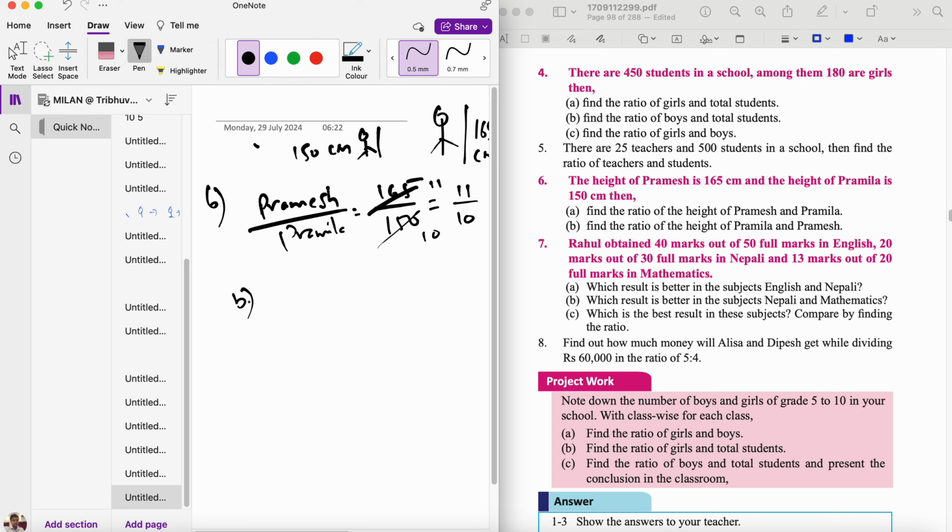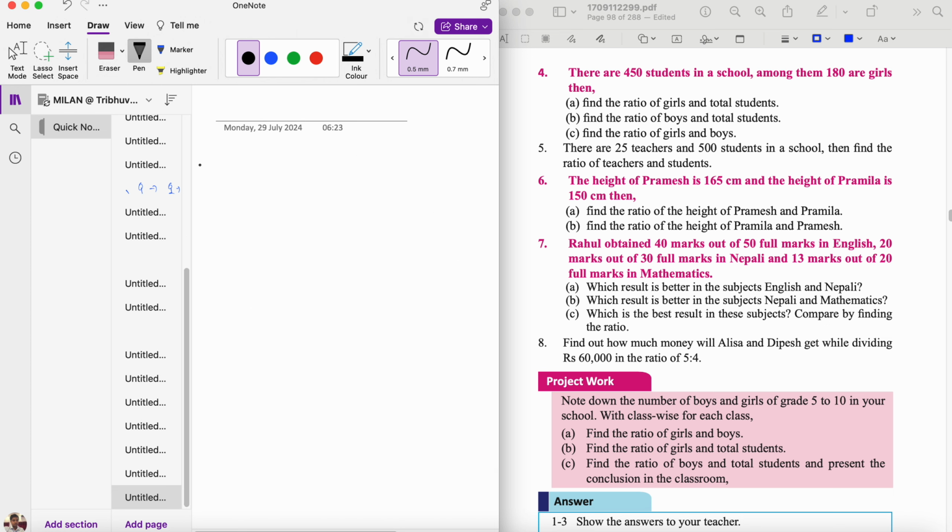B number, Formula by Permis. Same thing as 10 by 11. New question, okay?